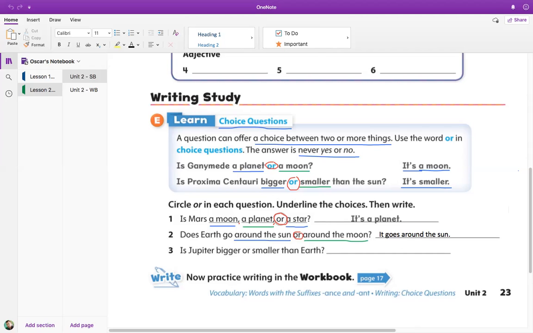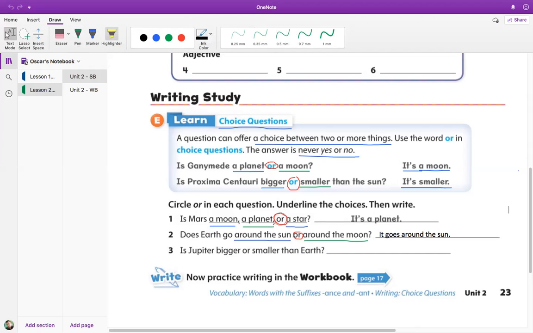Let's now go to number 3. Is Jupiter bigger or smaller than Earth? Again, let's do the same thing. Let's circle "or," first of all. We find our subject. In this case, the question is about Jupiter. And it is asking if it is bigger or smaller than Earth. So we are going to compare Jupiter and Earth and decide if Jupiter is bigger or smaller.